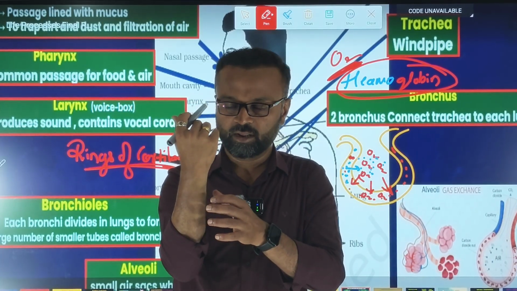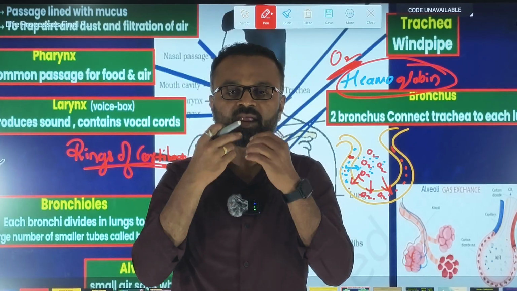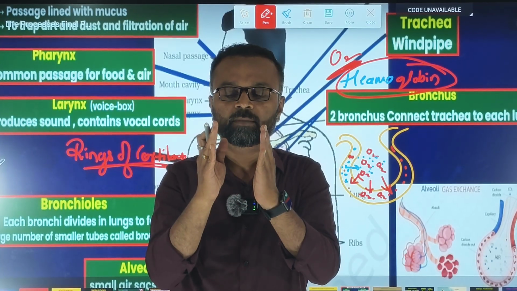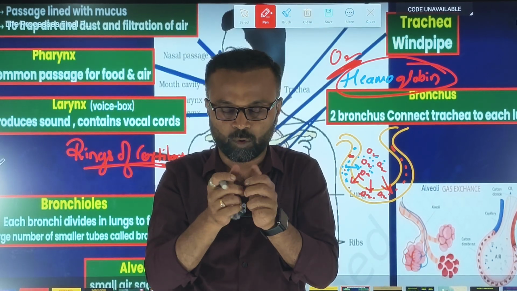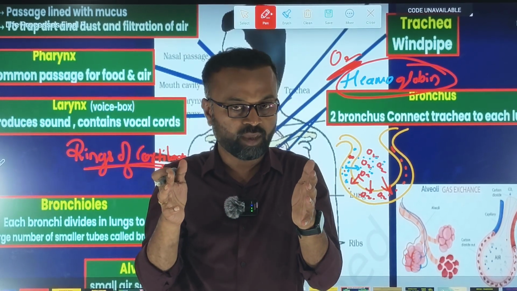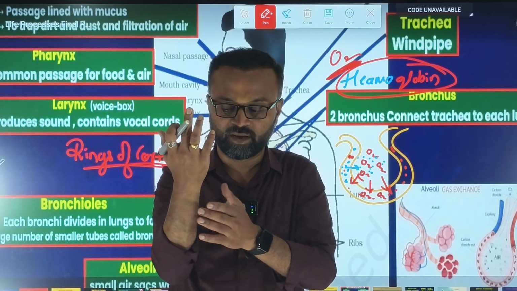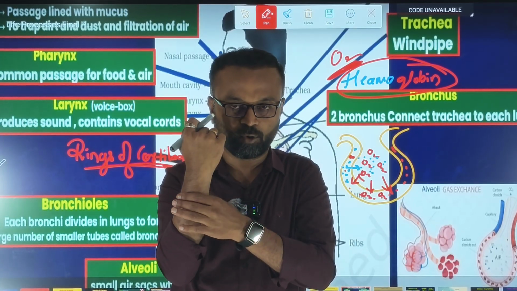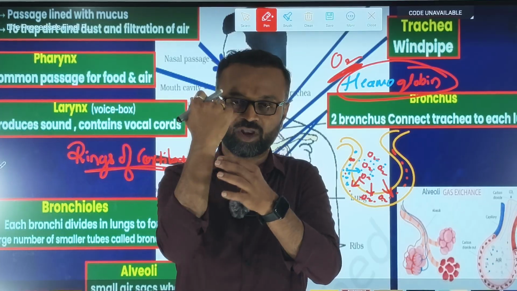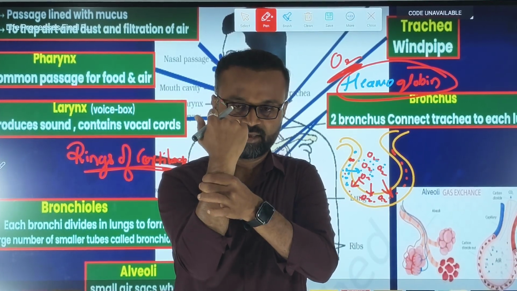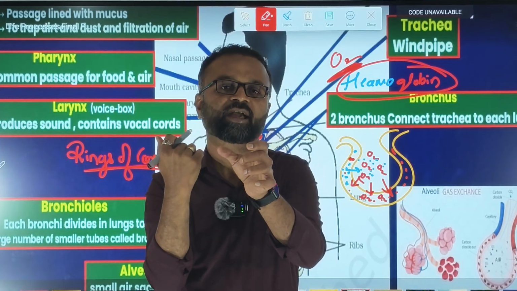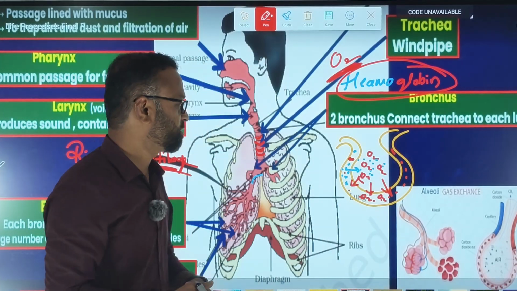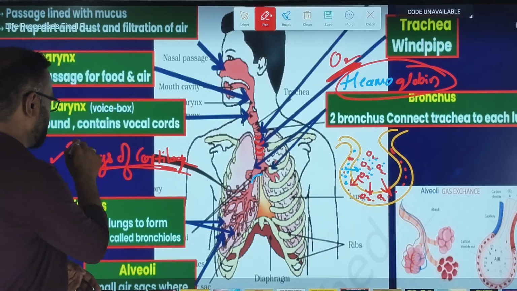When we inhale, the trachea might open, but in the absence of air, the trachea might collapse. Like when you blow air into a balloon, it will swell up, and when there is no air, the balloon will collapse, right? Similarly, the trachea might collapse. So to prevent the collapsing of the trachea, these C-shaped rings of cartilage will always keep the trachea open. That's the function of the rings of cartilage.